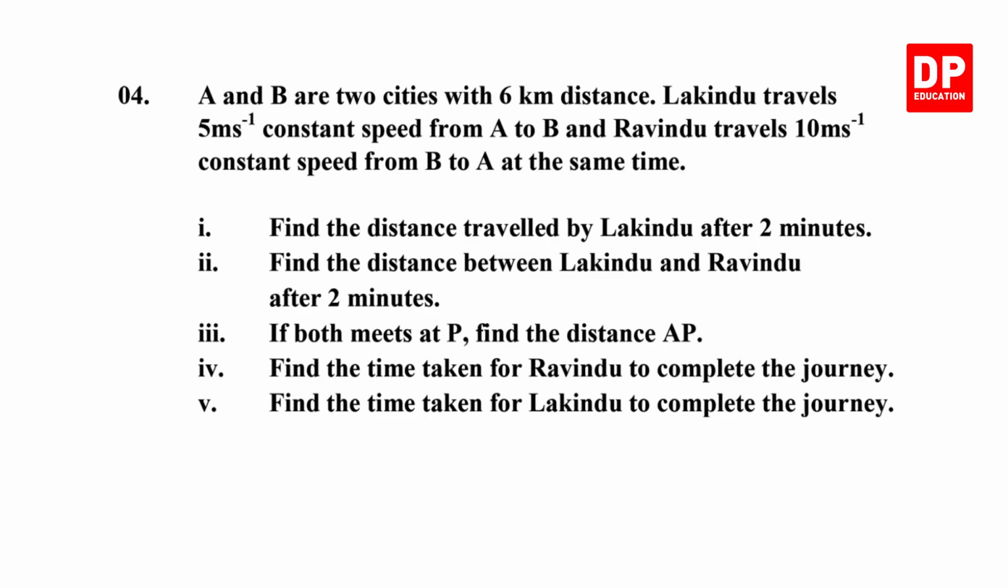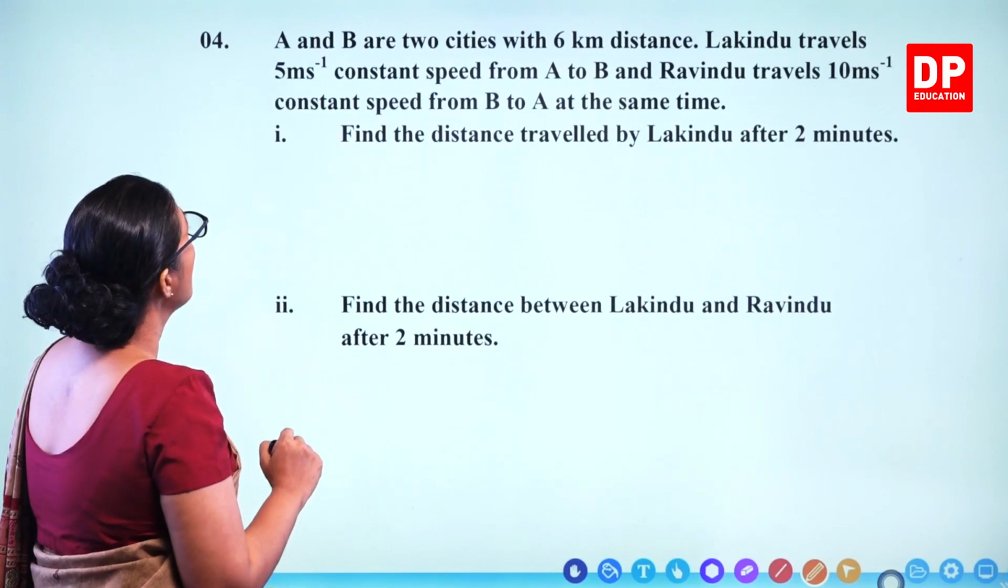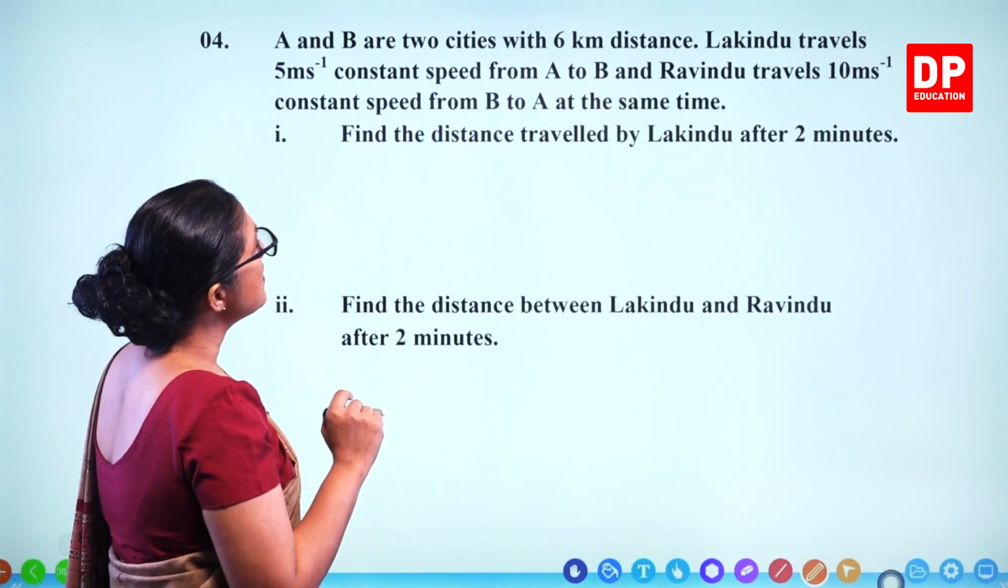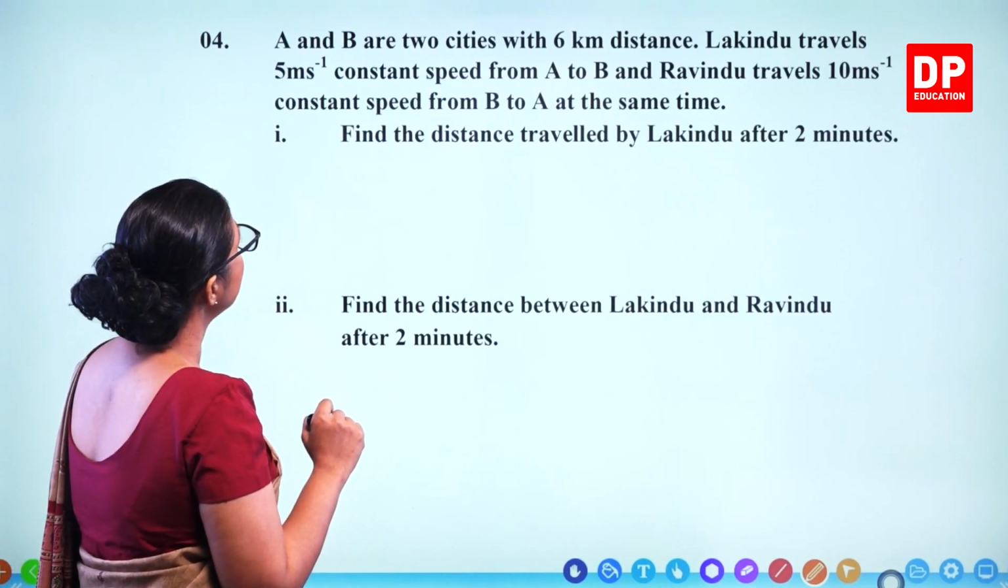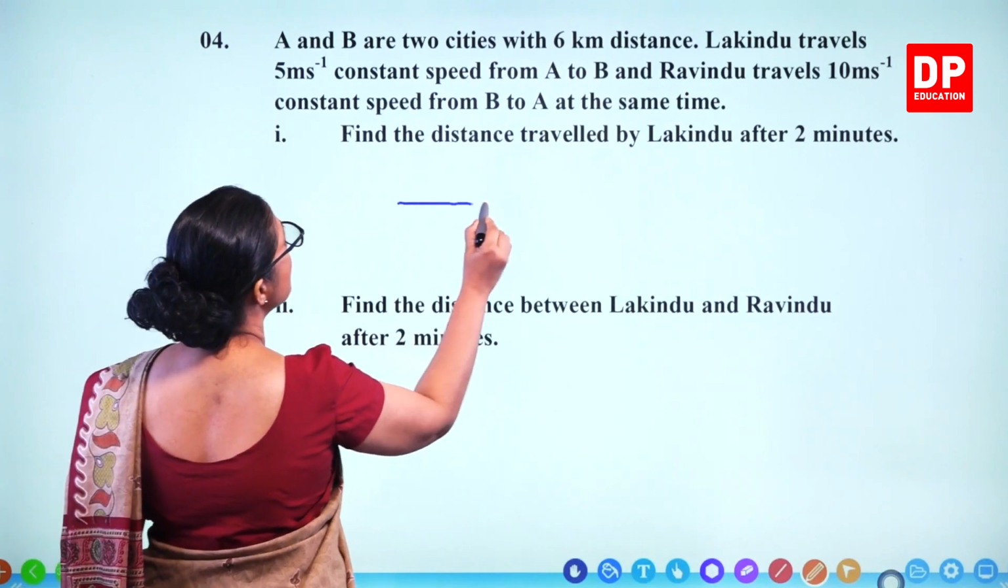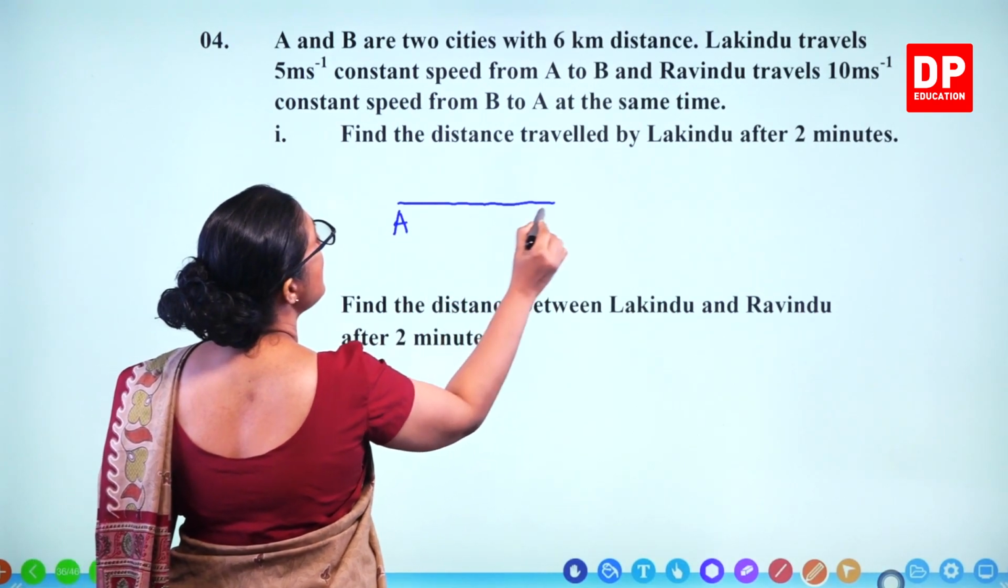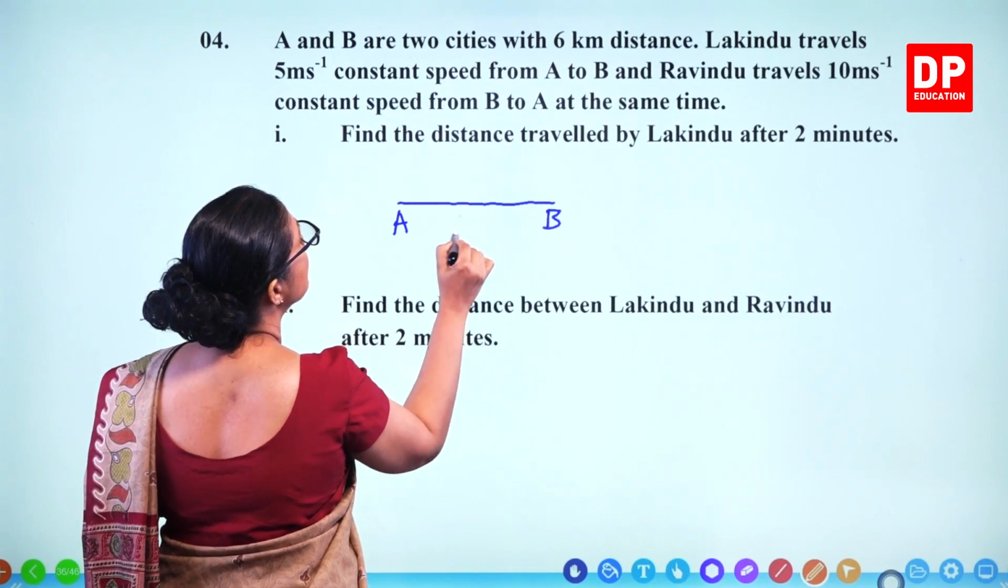Question number 4. This is about 2 cities. Distance is given and you are asked to find out distance, time. So let's do it separately. A and B are 2 cities with 6 kilometer distance. I'll roughly draw the diagram. A, B, 6 kilometers.